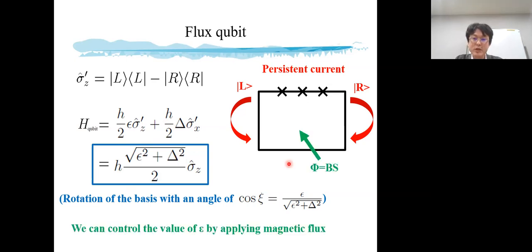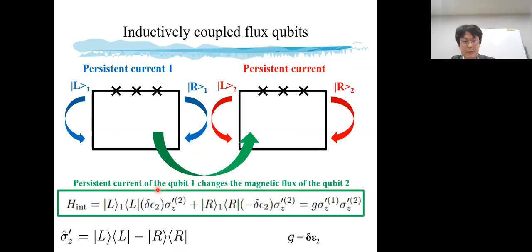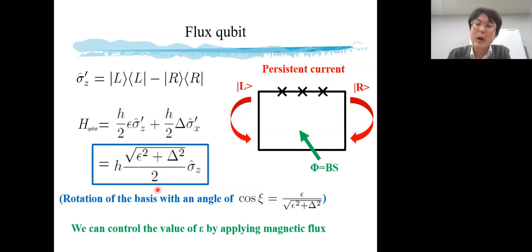It is worth mentioning that by applying a magnetic field to this device, we can control the value of epsilon. There is a loop here, and by applying a magnetic field B, we can generate a magnetic flux, and this magnetic flux penetrates this loop. So this magnetic flux phi is responsible for changing the value of epsilon. So by applying a magnetic flux, we can change the value of epsilon very easily. Okay, this is the case of the single flux qubit.